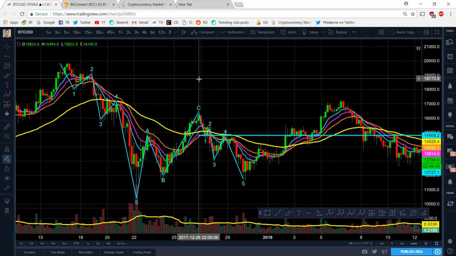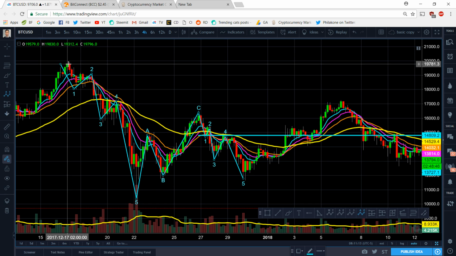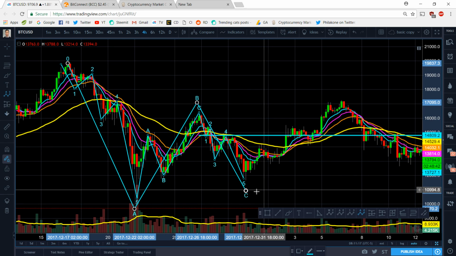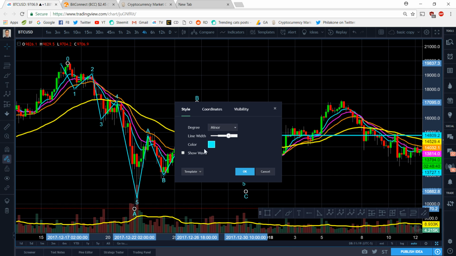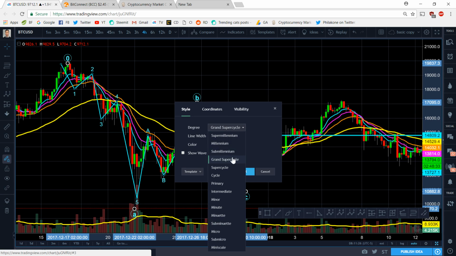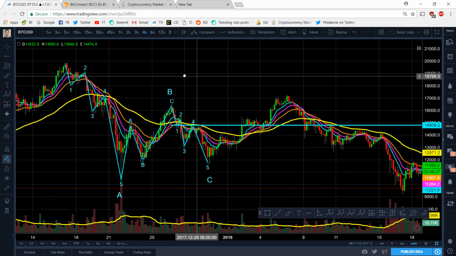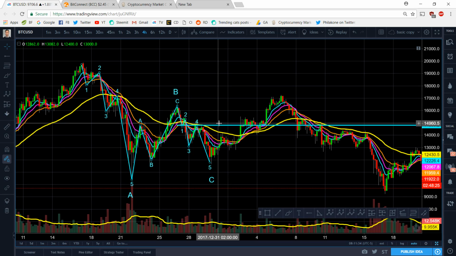So now we see this completed, and this makes a formal ABC correction like this. And whenever I draw my ABCs, I like to change my degrees. I remove the waves, and I change it to, for example, a super cycle, or even a bigger one like a grand primary cycle or some millennium, whatever makes sense to you guys. So I see this right here as my formal ABC correction that has started.